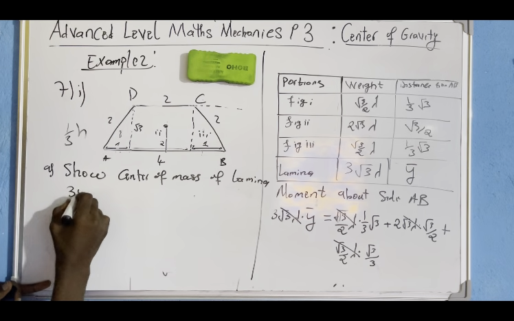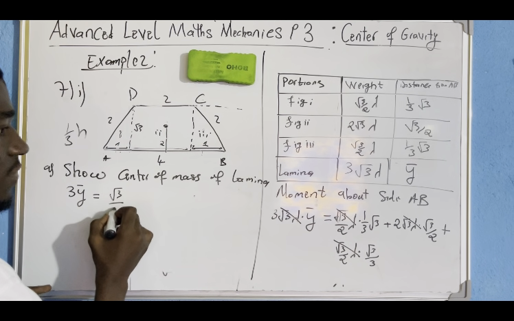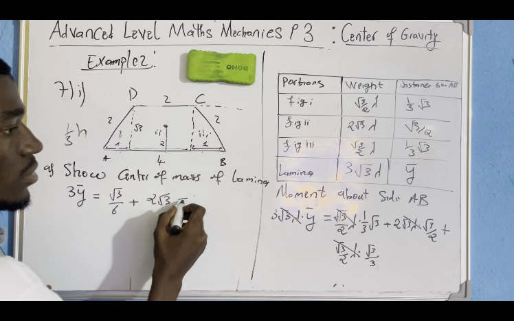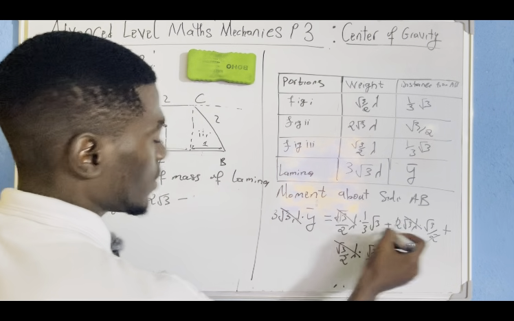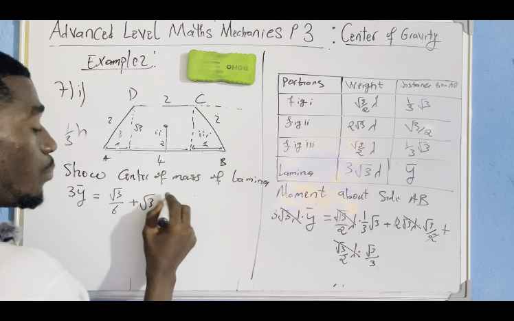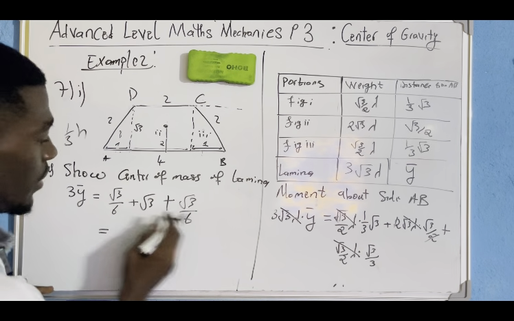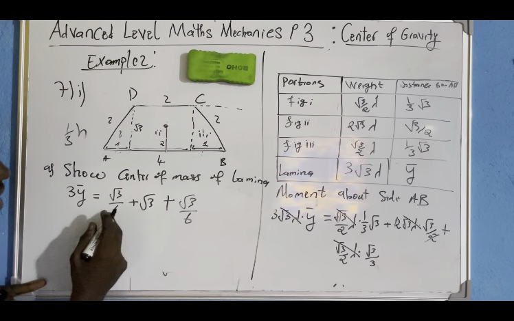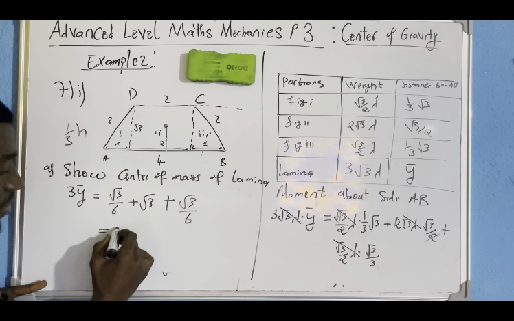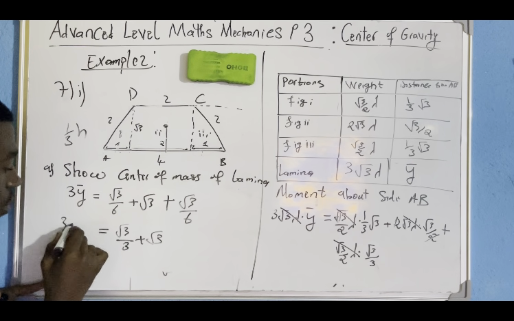I will stay with 3 y bar equals root 3 all over 2 times 3 is 6 plus 2 root 3. This 2 here cancels with this, so plus root 3, simply root 3. Then plus this one, root 3 all over 6. Now I bring these two together since they have the same denominator. This plus this is 2 times that, so I will have 2 divided by that. I will have root 3 all over 3 plus root 3 y bar.